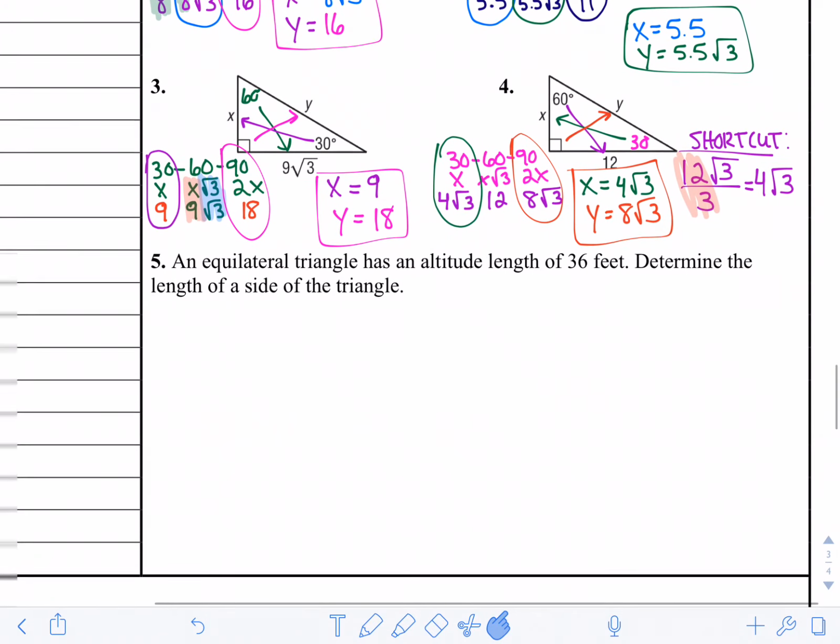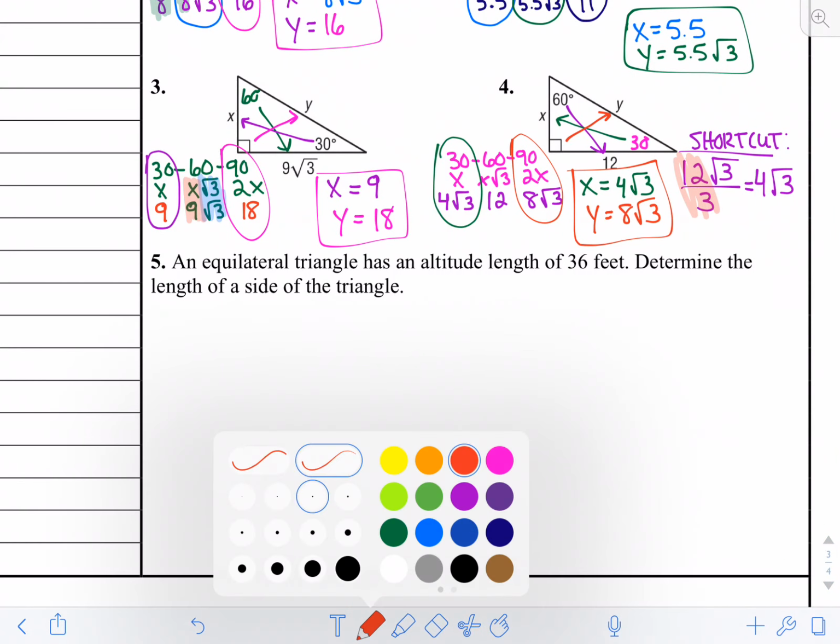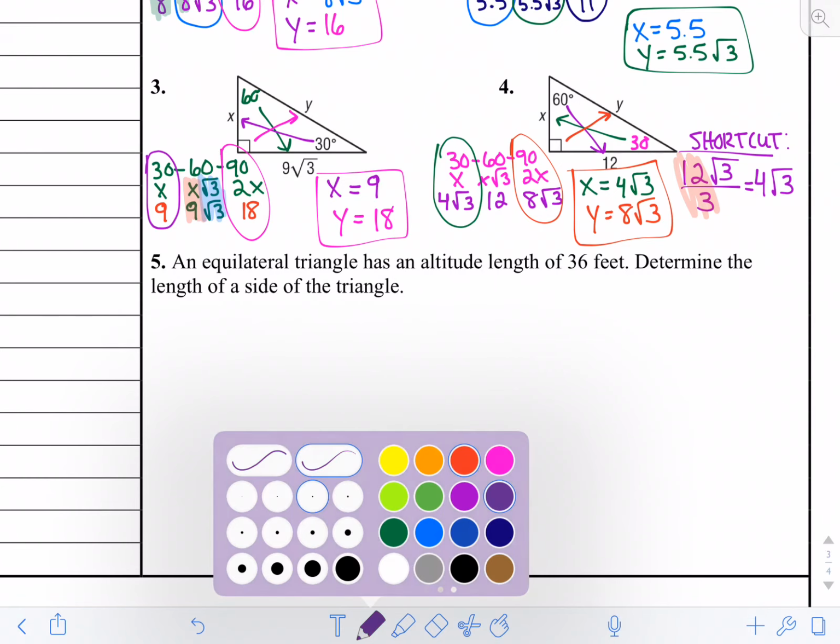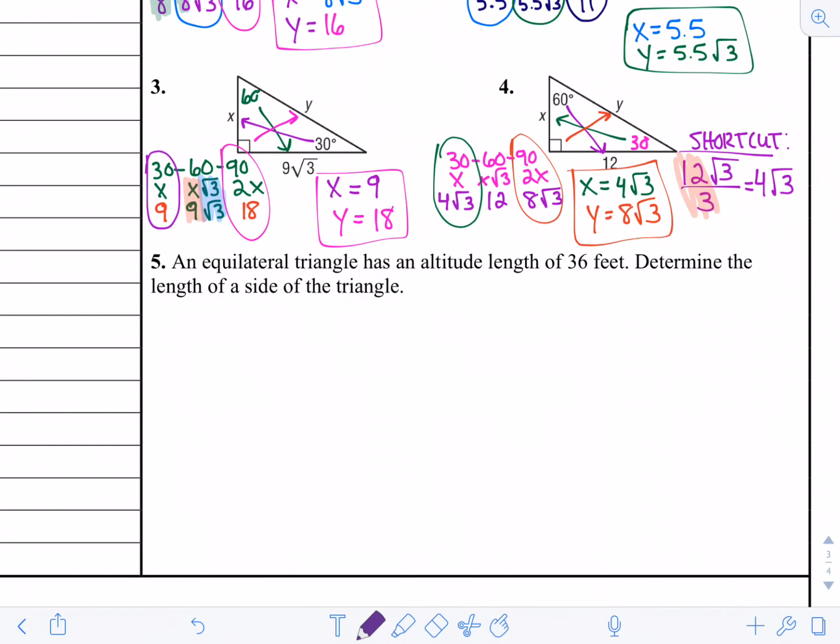All right, last one. An equilateral triangle has an altitude length of 36 feet. Determine the length of a side of the triangle. So I'm going to go ahead and attempt to draw an equilateral triangle. Okay, and it says we have an altitude. Well, first of all, let me go back.